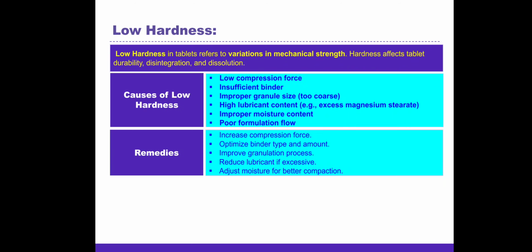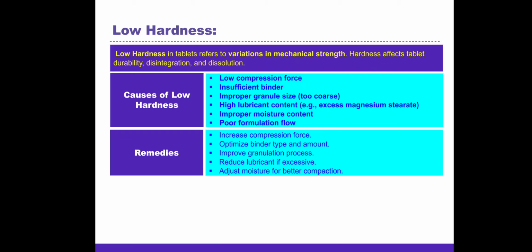Now we'll see the next defect. It is low hardness. Low hardness in tablets refers to variation in mechanical strength. Hardness affects tablet durability, disintegration and dissolution. Now we'll see the causes of low hardness. Low compression force, insufficient binder, improper granule size, high lubricant content, improper moisture content and poor formulation flow.